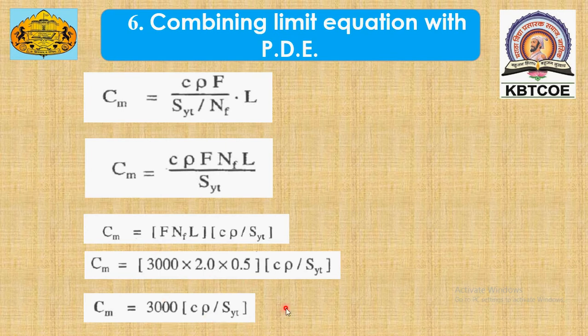Now you see this equation, this C rho upon SYT is called the material selection factor. So to minimize the material cost, this value of C rho upon SYT should be minimum. Okay, so we put this value in the table of the material. Now we'll see the next step.